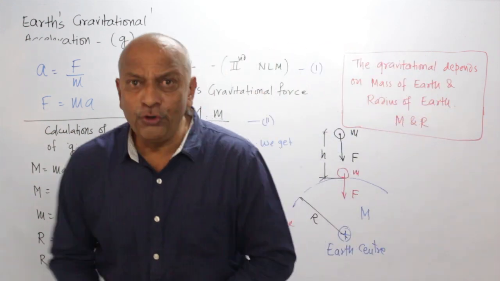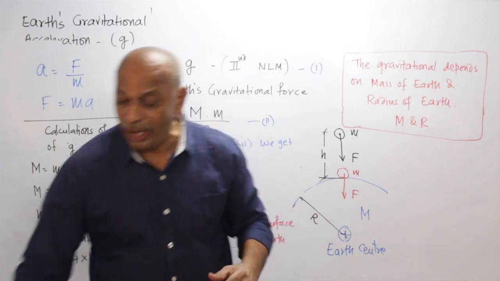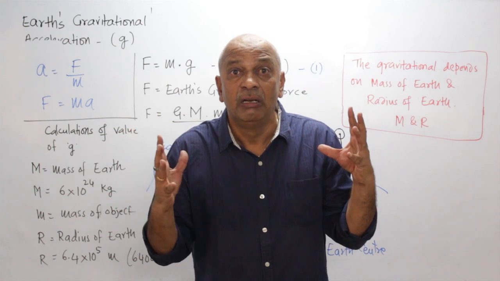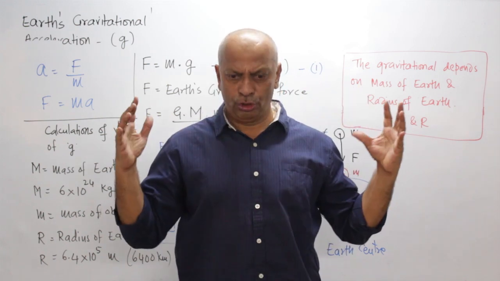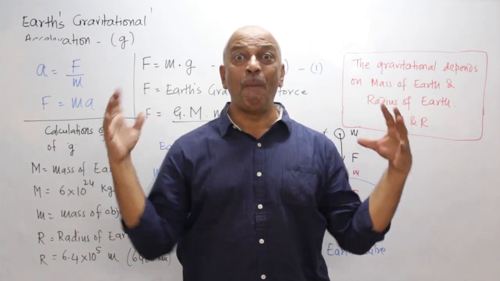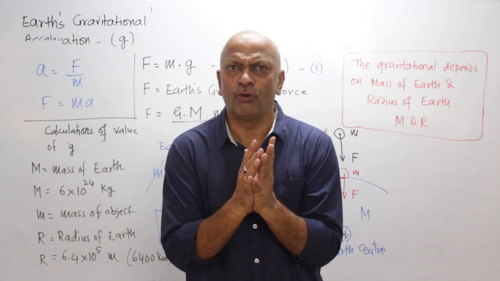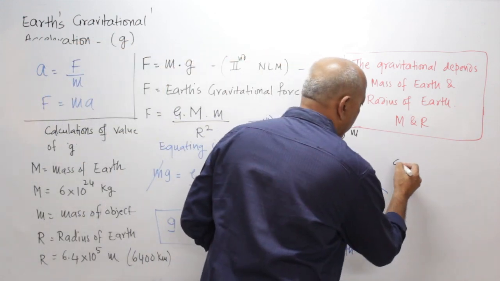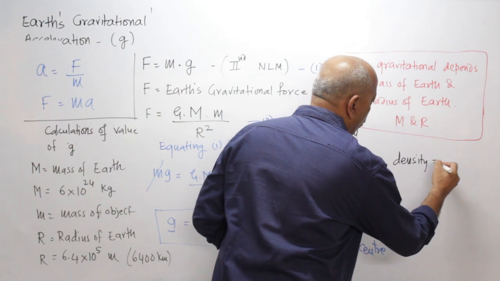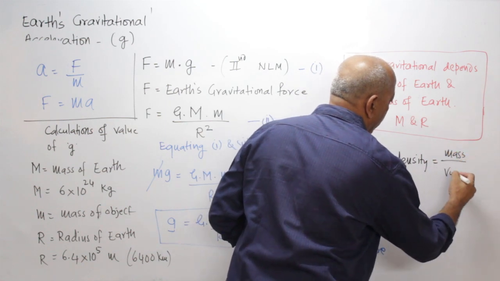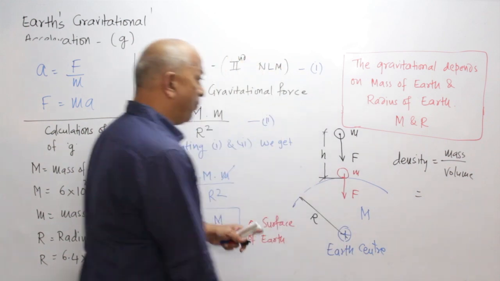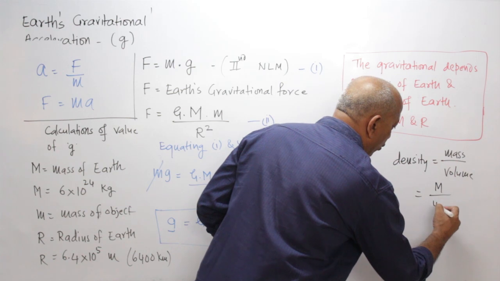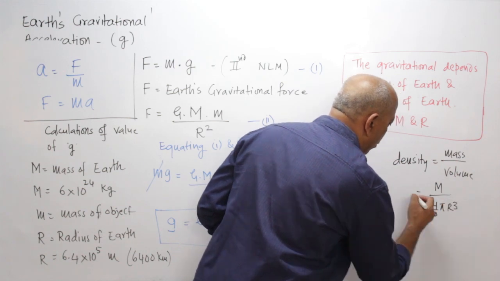That means if you have a planet, just imagine, which is big in mass and smaller in radius, that means compact, high density. You know density. Density is equal to mass upon volume. Suppose you take a sphere, then mass upon volume, the volume of a sphere is 4/3 pi r cubed. So this is the density.